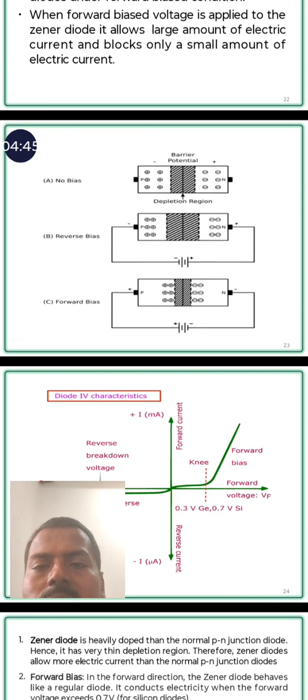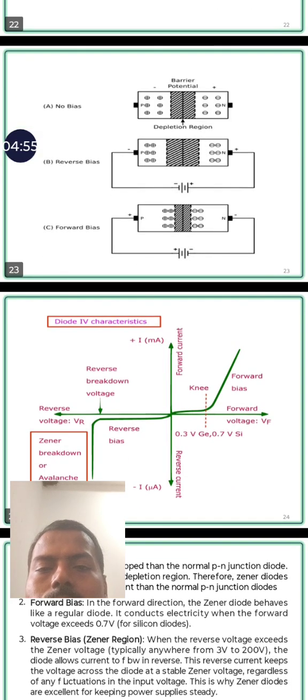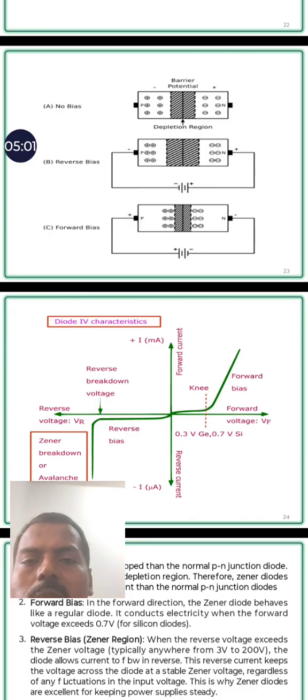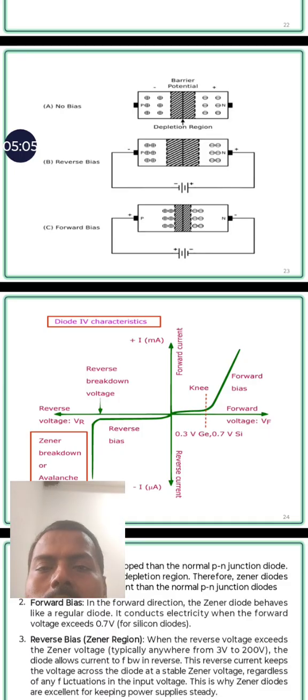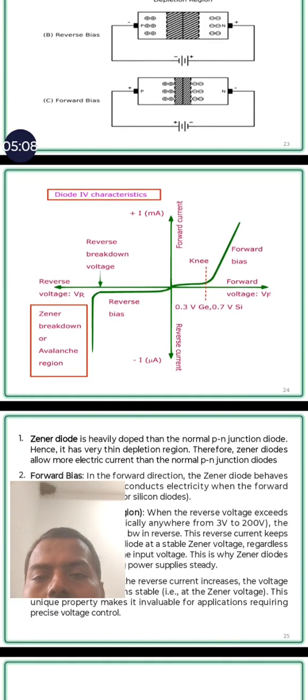Here A represents no bias, then B is reverse biased. When we look at the diagram, you can easily understand the connection. In forward bias, positive is connected to positive and negative to negative. Then negative to positive and positive to negative is the reverse bias. Here the diode VI characteristic is also given.